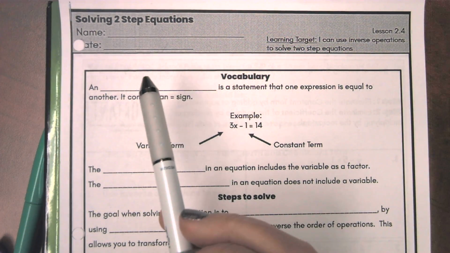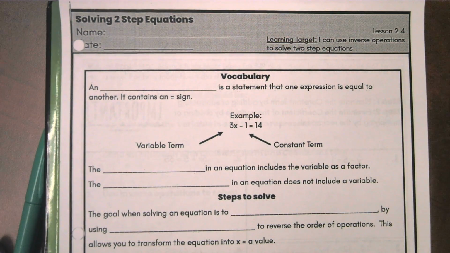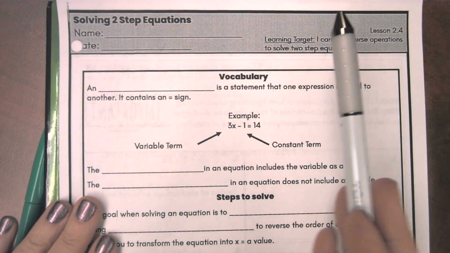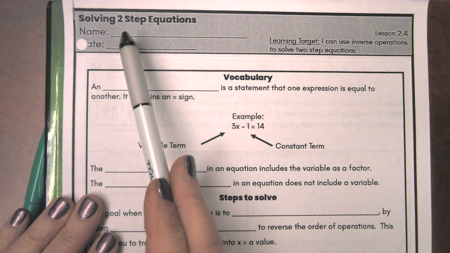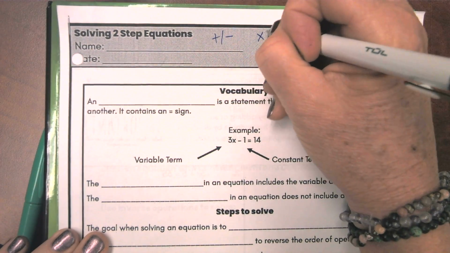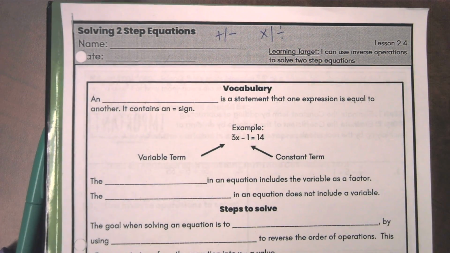Okay, mathematicians, today we are going to be solving our two-step equations, which you actually have been doing. You've just been doing them separately. Remember, we did one-step equations, we were doing addition and subtraction, and then we did multiplication and division. Well, today we're going to put them together, and we're going to follow those same rules.